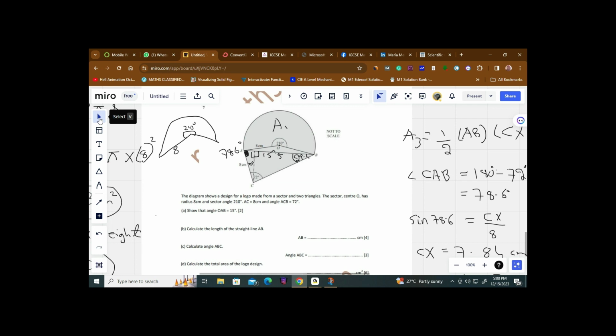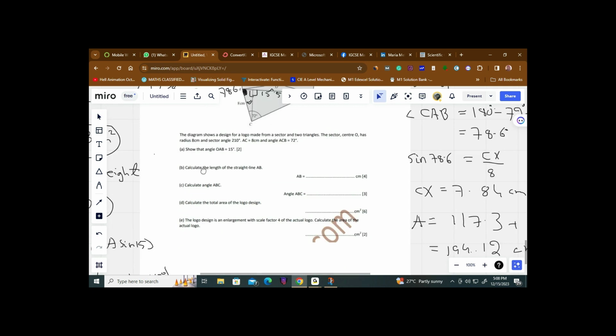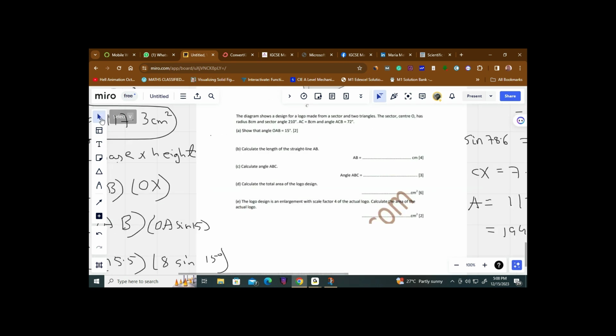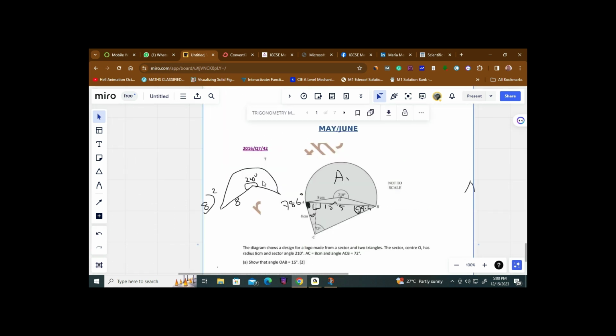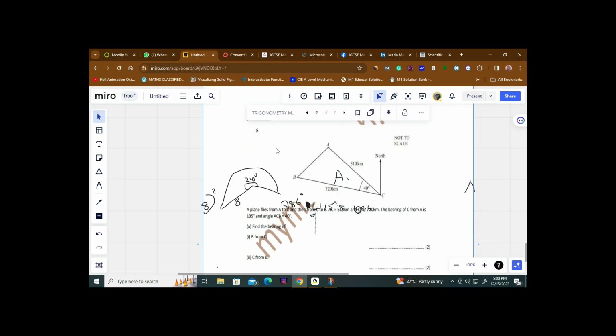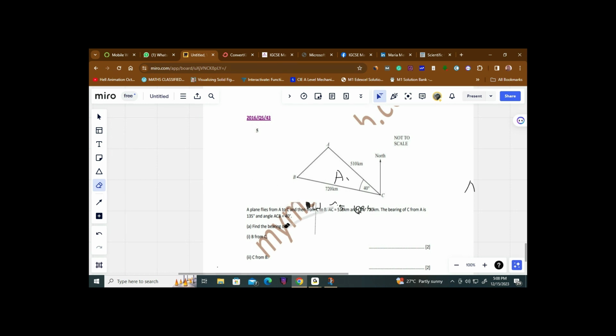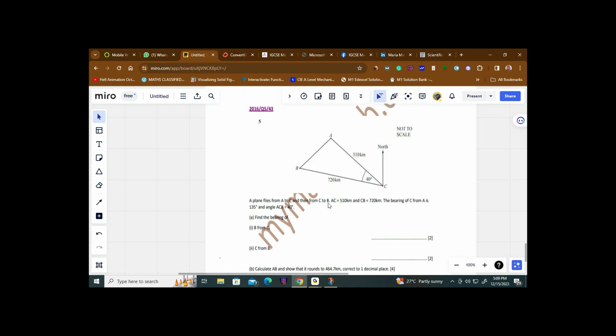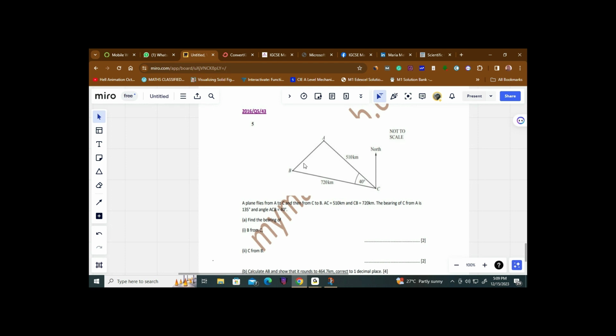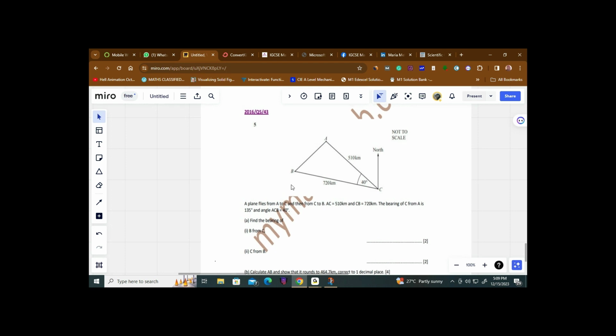Now if I just do one more question related to bearings, I'm going to remove this rough work all around. Okay. Now this is 2016 paper 4-3, question number 5. Got it. Now what do we need to do here?